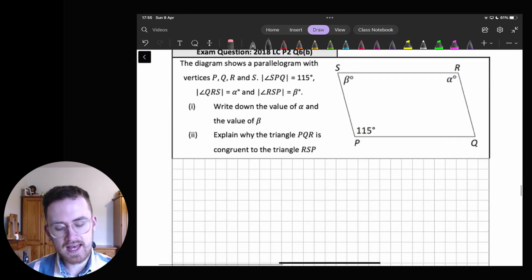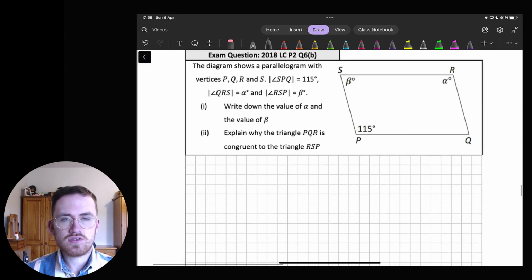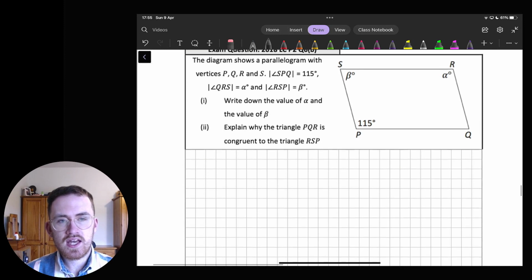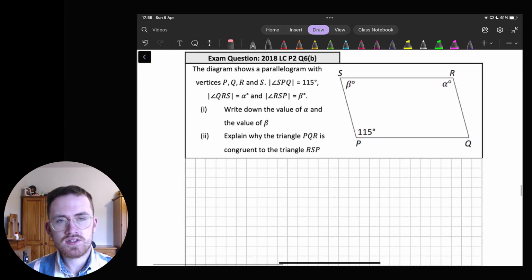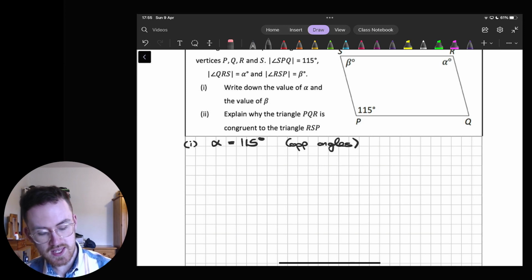Looking then at an exam question. So again, with a parallelogram, we're told one of the angles is 115 degrees. We have to write down the angles alpha and beta. Those are Greek letters. So first of all, alpha is 115, because opposite angles of a parallelogram are equal.